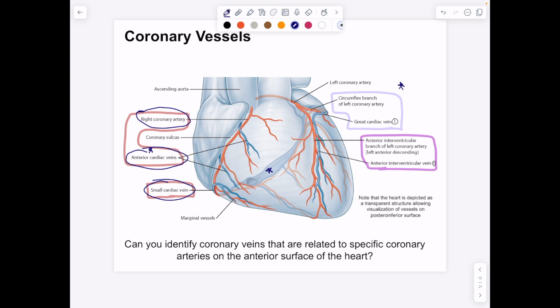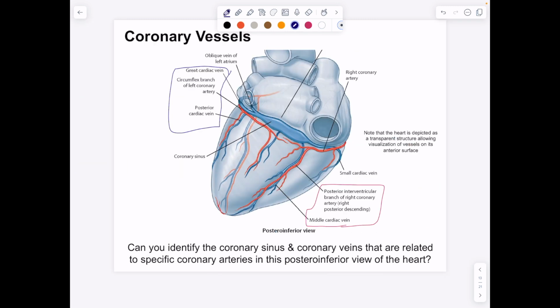On the left side of the anterior part of the heart, we have the circumflex branch of the left coronary artery. The great cardiac vein is going to work that one. It's also going to be giving rise to the anterior interventricular vein, which will go with the anterior interventricular branch of the left coronary artery. Okay, so let's just take a quick look at the physical model of the heart, and then we'll get back to looking at the back side of this.